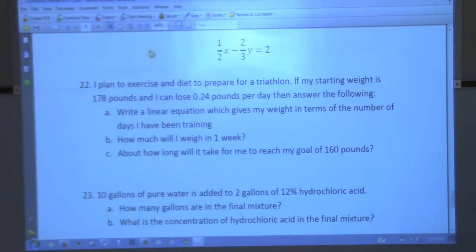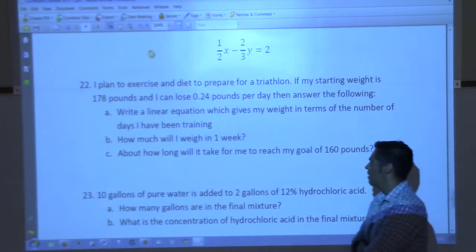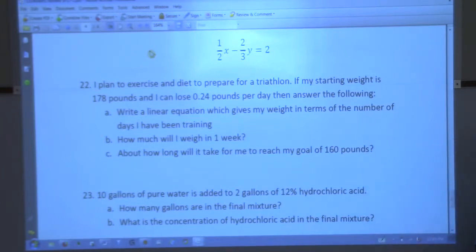Okay. The first thing is to write a linear equation which gives my weight in terms of the number of days I have been training. Part B, how much will I weigh in 1 week? And lastly, how long will it take for me to reach my goal of 160 pounds? I don't think we did anything like this, which is why we're going over it. Make sure we can do something like this.